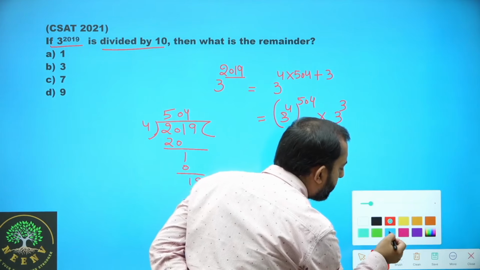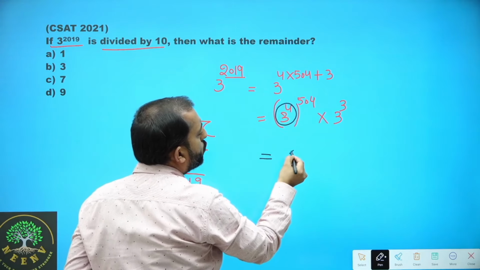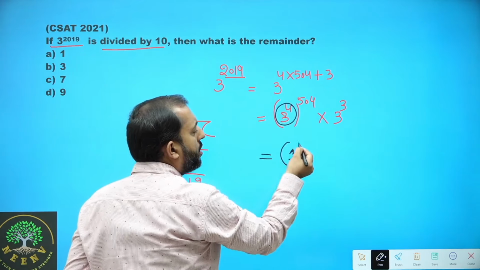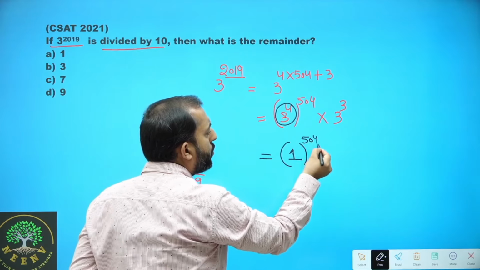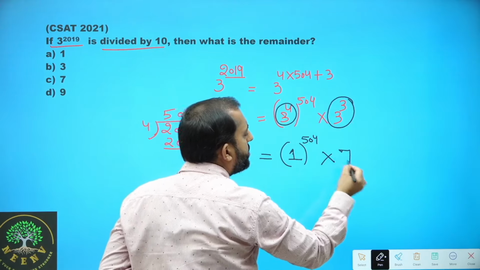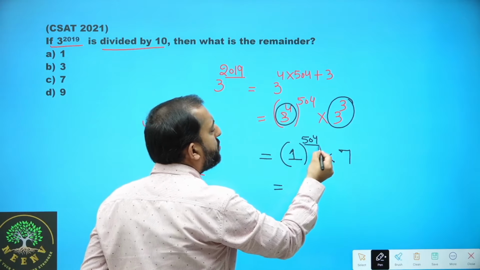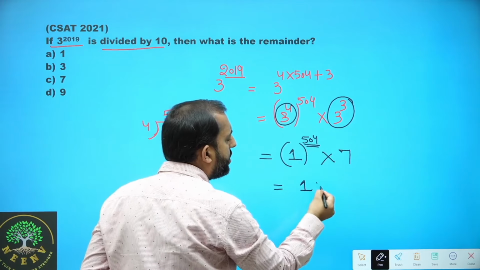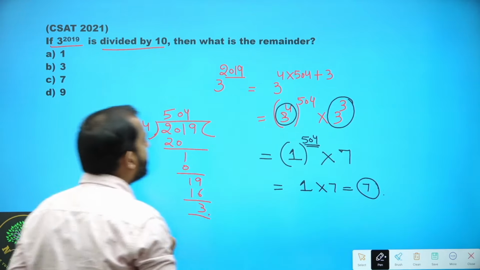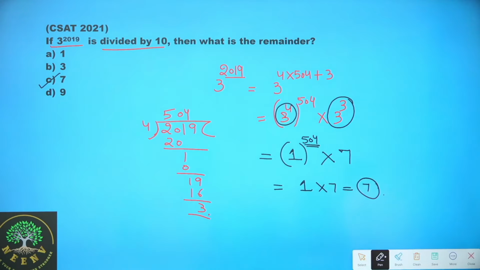Now we know that 3 power 4 will produce 1 as the unit digit. So this 3 power 4 can be replaced with 1. This whole thing raised to the power 504 into 3 cube, which will produce 7 as the unit digit. Now 1 power 504 will produce 1 as the unit digit, into 7, and ultimately our final unit digit is 7. Hence the answer here should be option C. I hope guys this is clear to everybody.